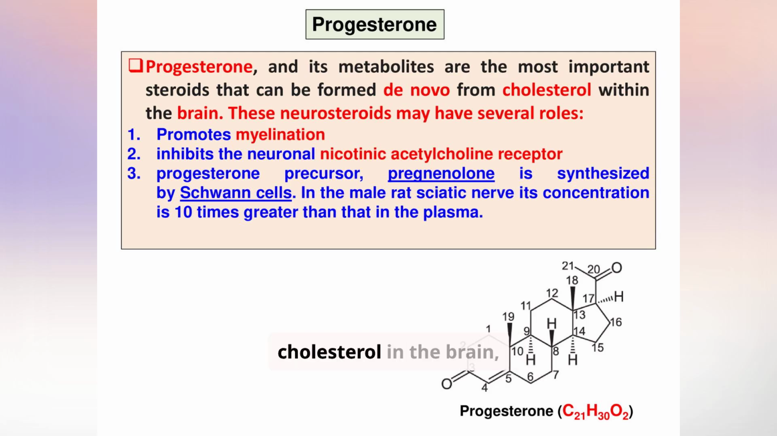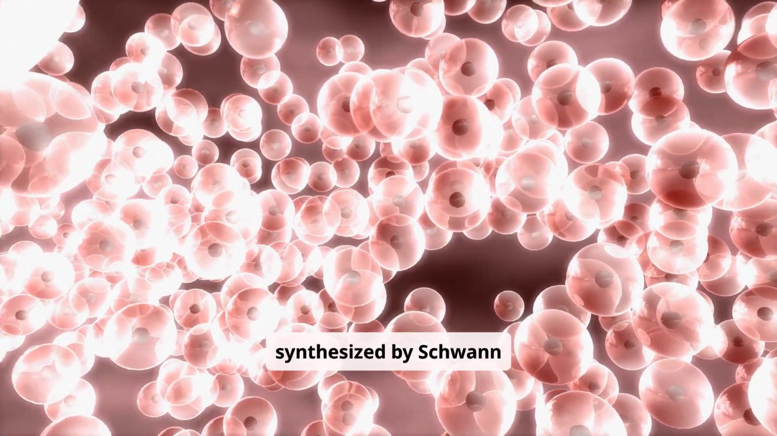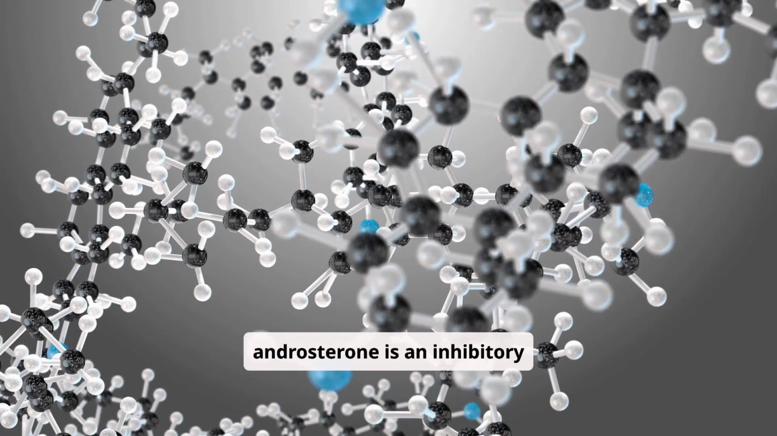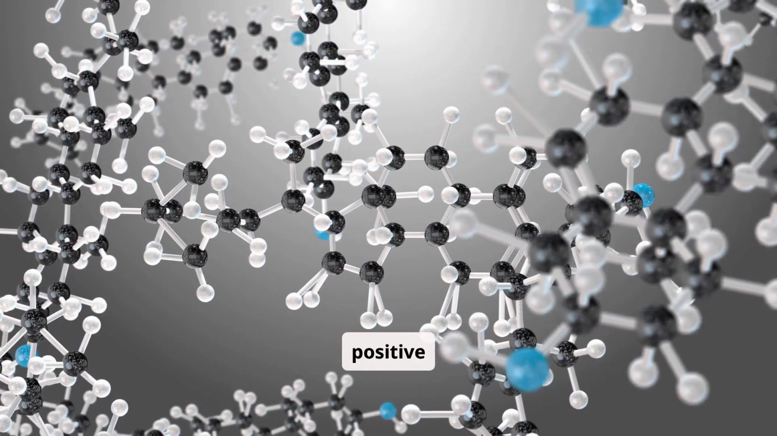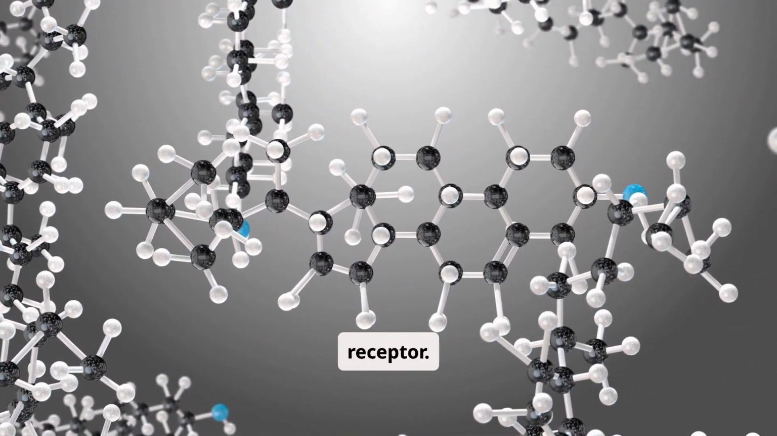Progesterone, formed from cholesterol in the brain, promotes myelination and inhibits the neuronal nicotinic acetylcholine receptor. It's also a precursor to pregnenolone, which is synthesized by Schwann cells. Androstanes, like androstenol and androsterone, are C19 steroidal hydrocarbons. Androstenol reduces anxiety, while androsterone is an inhibitory neurosteroid that acts as a positive allosteric modulator of the GABA receptor.